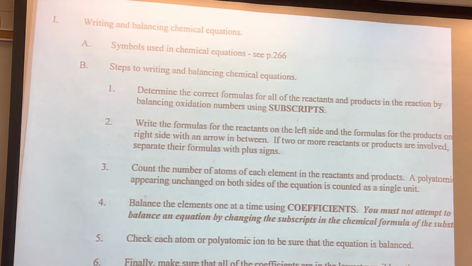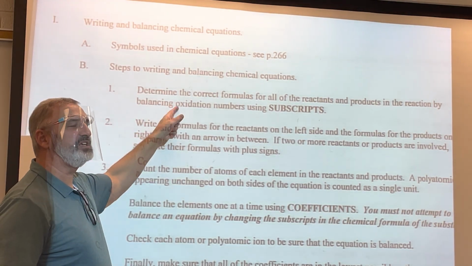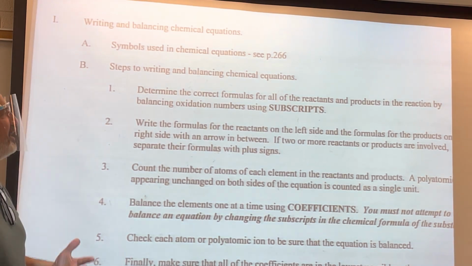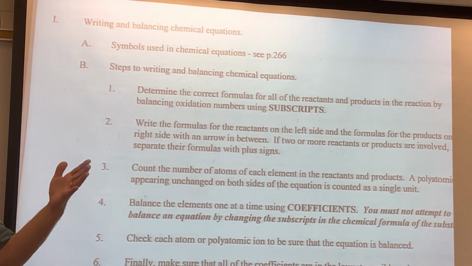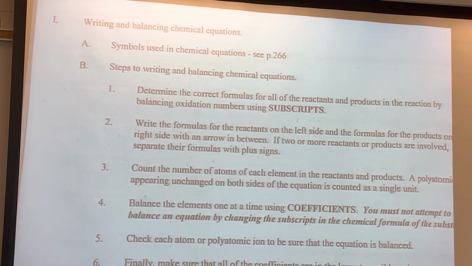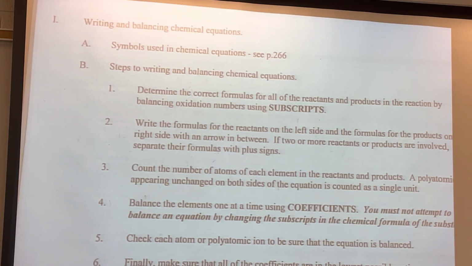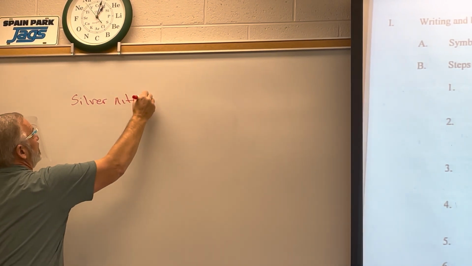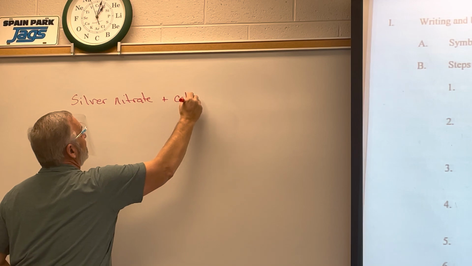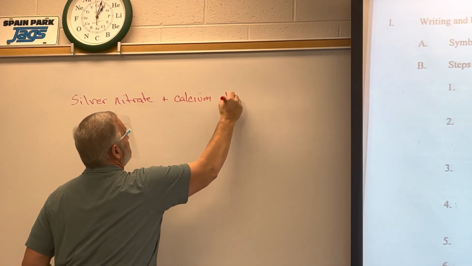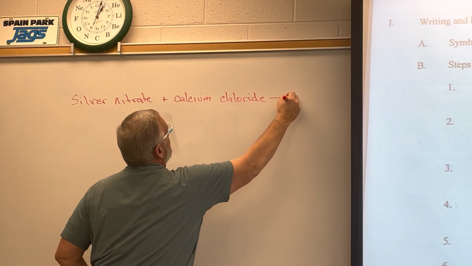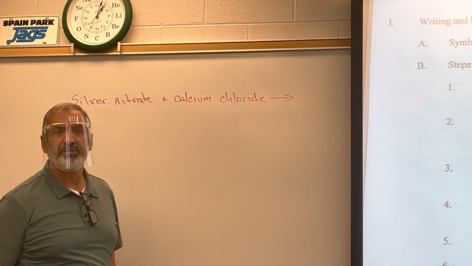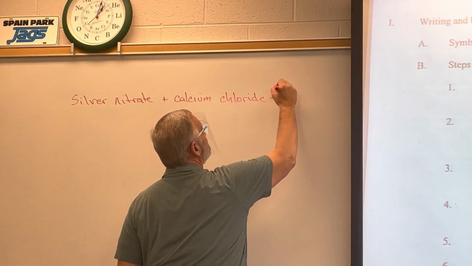Okay, so let's start with the steps for writing and balancing an equation. The first thing you're going to have to do is determine the correct formulas for all the reactants and products. That's where our naming is going to come into play. So if we have an equation, I say silver nitrate plus calcium chloride, and how do we read the arrow? Yields or goes to?